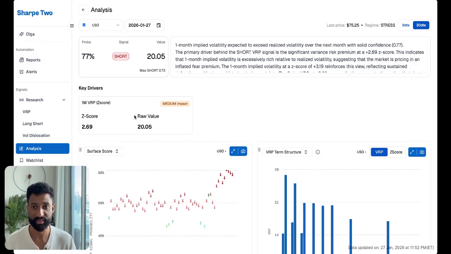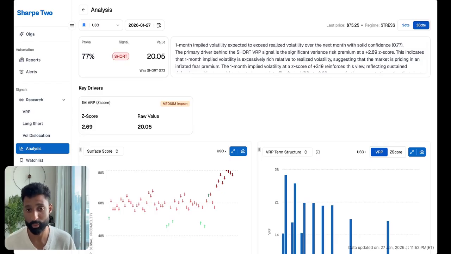But as it is right now, that 77% chance to harvest that premium is very strong, because the machine learning model is essentially pointing to the fact that the z-score is well above 2.7, almost. You have more than 20 points of premium. So again, the difference between implied and realized volatility. Any trader would tell you this is an extreme situation.